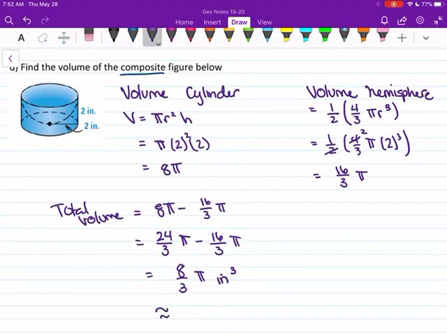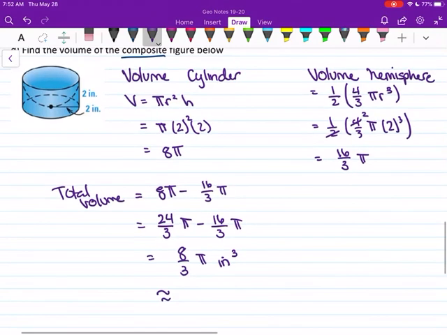Okay, and if you want to plug that into your calculator to get an approximate, that is going to be about 8.38 cubic inches. Great. So go ahead and do the homework on spheres.